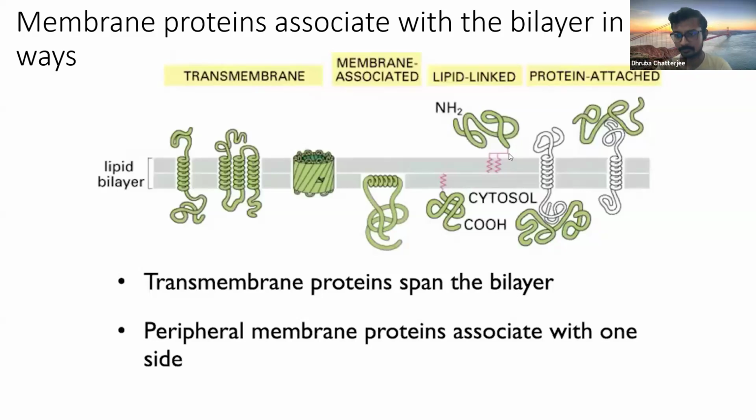So these lipid-linked proteins, for example glycosyl phosphatidylinositol or GPI anchored proteins, are post-translationally modified with a lipid anchor like GPI, which is covalently linked to the protein, and this lipid is actually anchored within one leaflet of the lipid bilayer. That's why these proteins are also attached to the one leaflet of the plasma membrane.